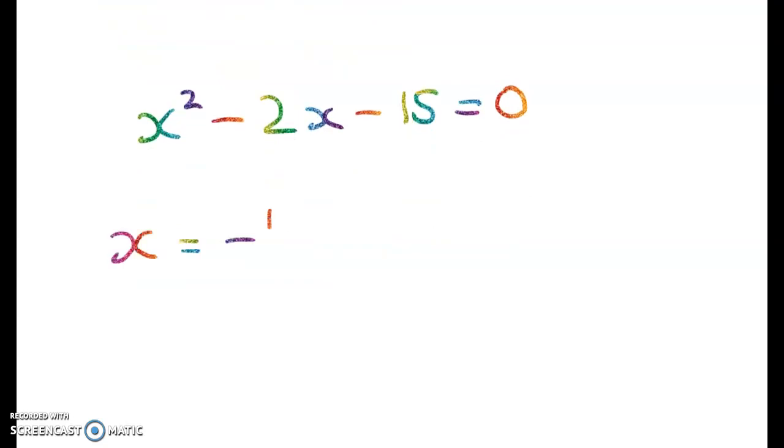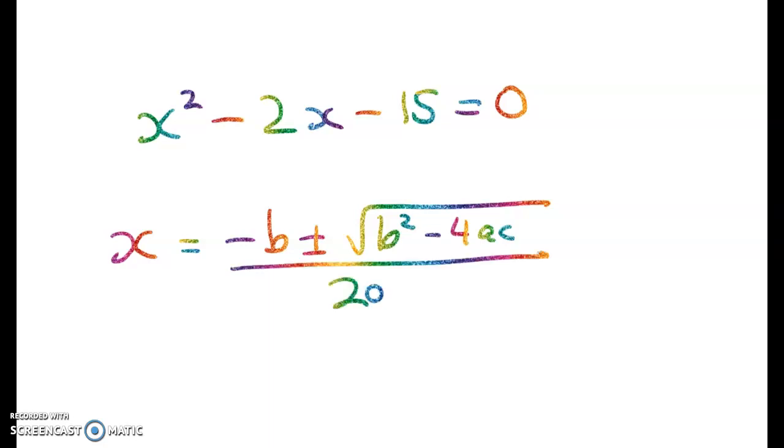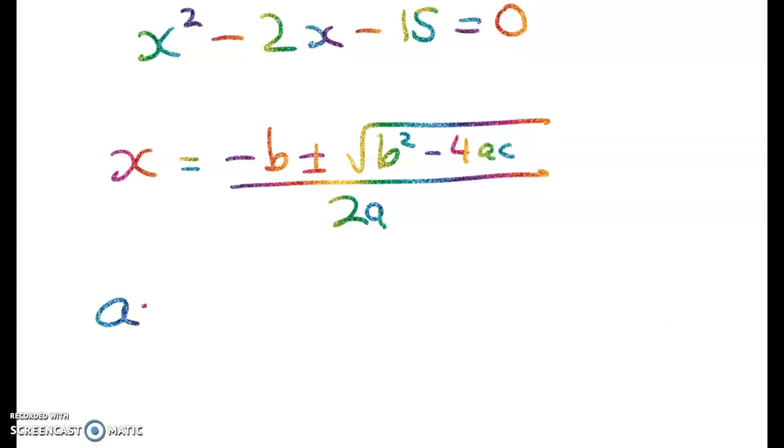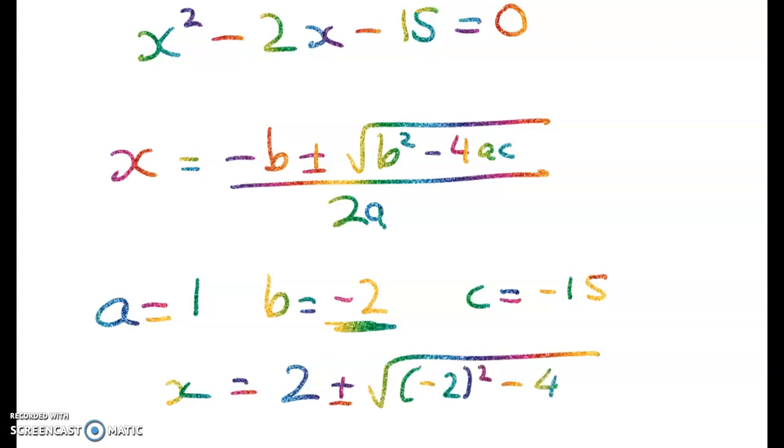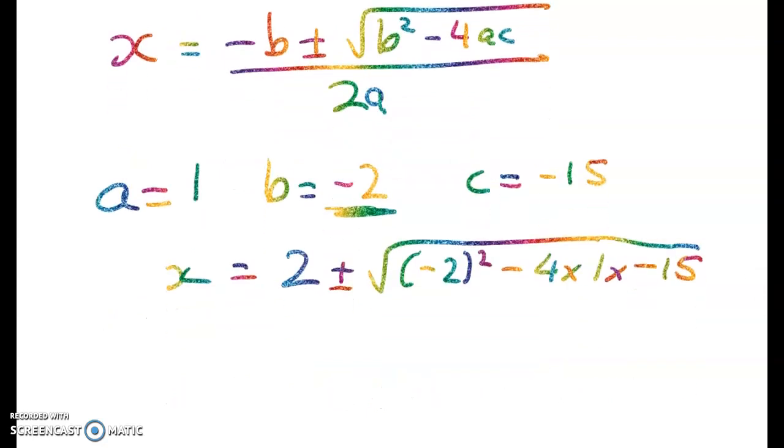The quadratic formula is this: x equals negative b plus or minus the square root of b squared minus 4ac, divided by 2a. So here we've got a is equal to 1, b is equal to negative 2, and c is equal to negative 15. So x is equal to negative negative 2, so 2, plus or minus the square root of negative 2 squared minus 4 times 1 times negative 15, divided by 2a, which is 2.